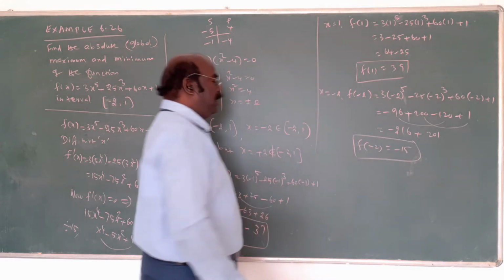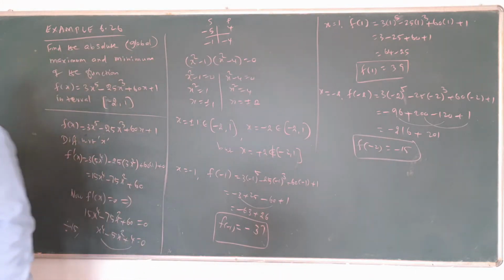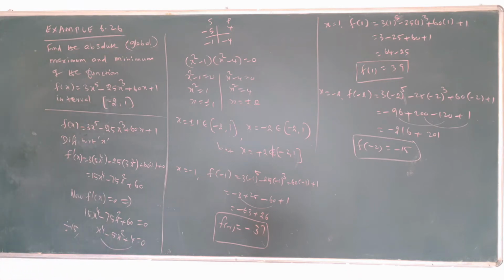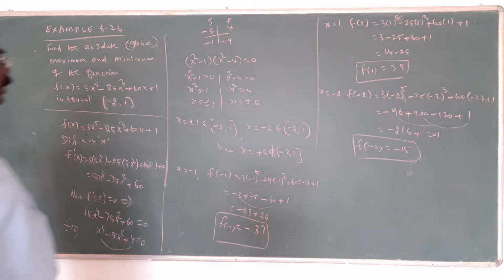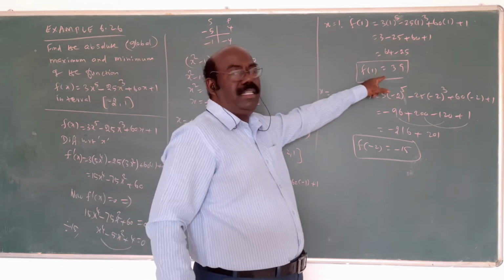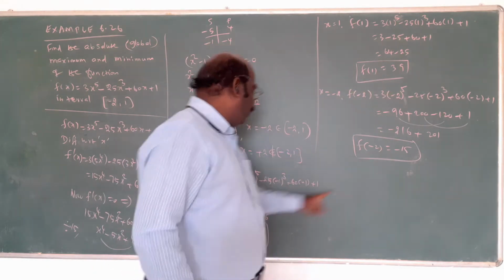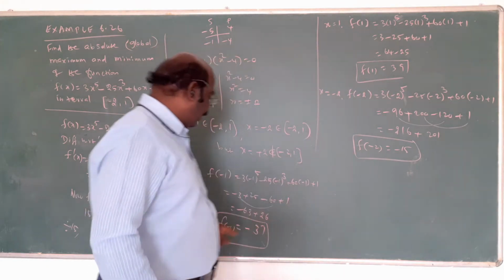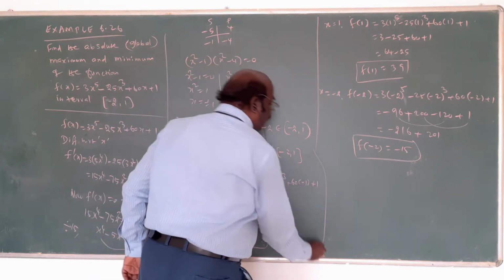You find f of minus 1 and f of plus 1. F of minus 1 is minus 37. Then f of 1 is 39. F of minus is minus 50. Out of these three values, the maximum is 39. This is the absolute maximum. Out of these two numbers, minus 50 and minus 37, minus 37 is the minimum.